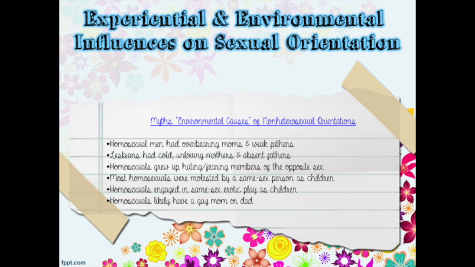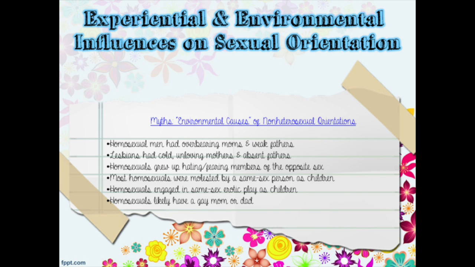So the myths are that homosexual men had overbearing moms and weak fathers. Lesbians had cold, unloving mothers and absent fathers. Homosexuals grew up hating and fearing members of the opposite sex. Most homosexuals were molested by a same-sex person as a child. Homosexuals engaged in same-sex erotic play as children, and homosexuals likely have a gay mom or dad. Again, these have all been debunked by science, which found that gay and straight people have these experiences equally.